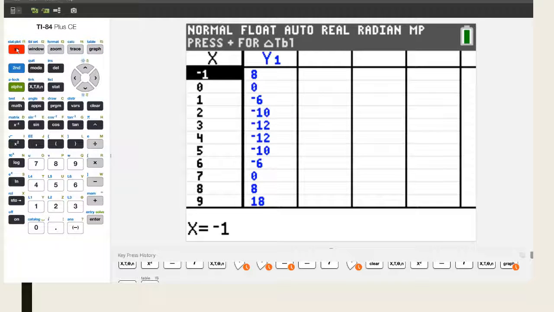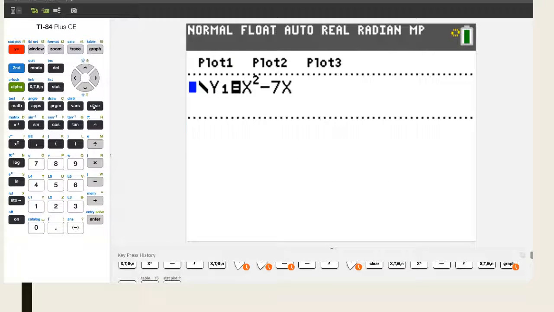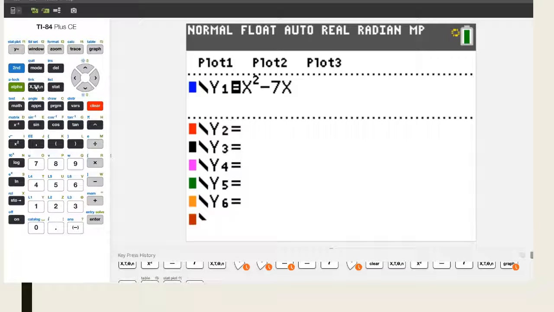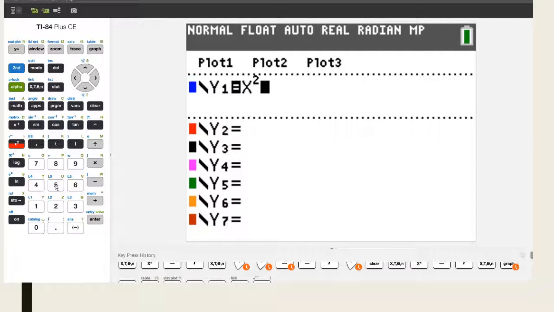Now let's check our work graphically. We have y equals. I'm going to clear the calculator, and we're going to put our equation, which is x squared plus 5x plus 6, and this is a quadratic. We should see a parabola on the graph.